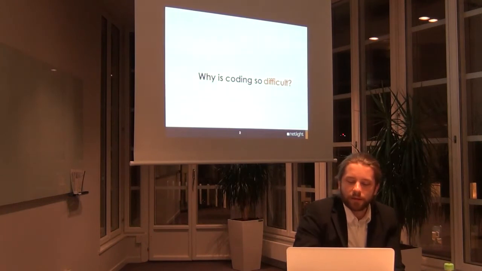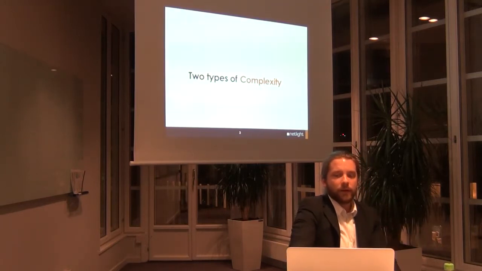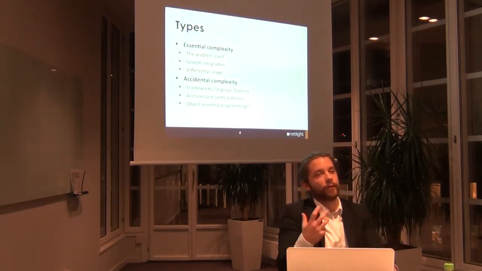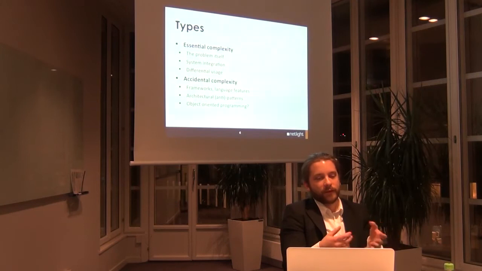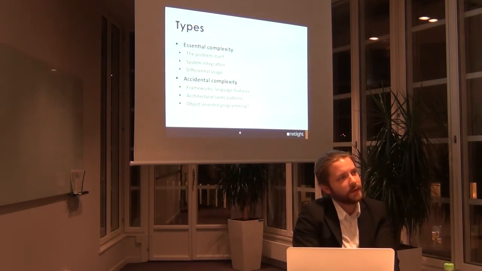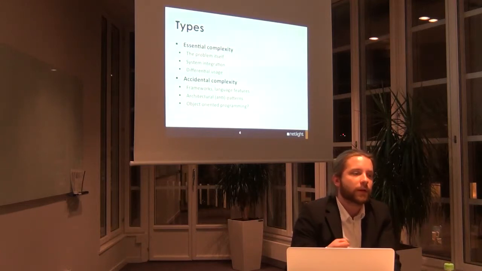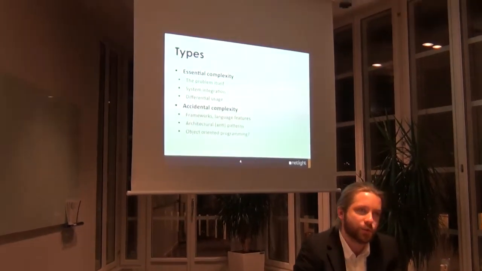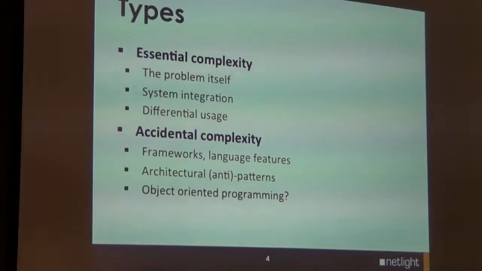And I think this arises mainly from the fact that there are two types of complexity when it comes to building a system. We have the essential complexity, which arrives from the problem itself, which is inherent to the problem. But you also have the accidental complexity, which is not really inherent to the problem itself, but rather to the specific implementation of the solution or the complex tools that you use or bad design.